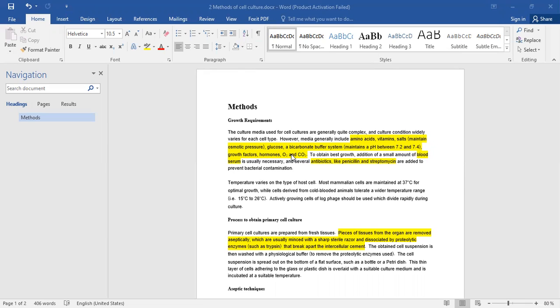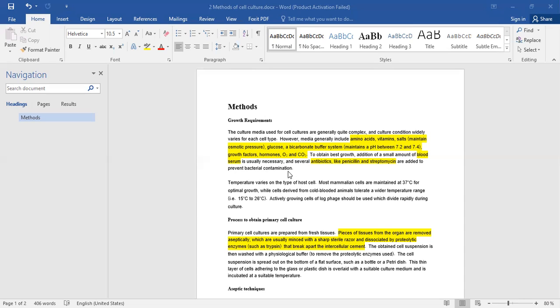So what are the specific media in animal cell culture? These specific media are the natural media. Blood serum is the natural media which is supplemented to the nutrient media for animal cell culture.